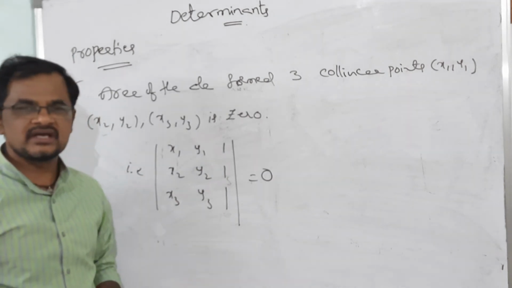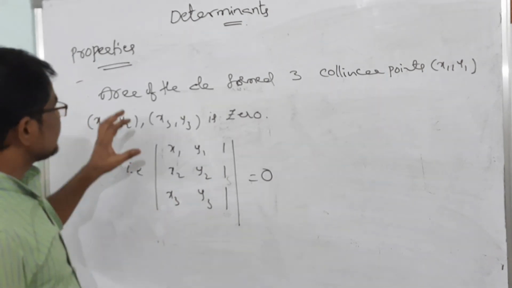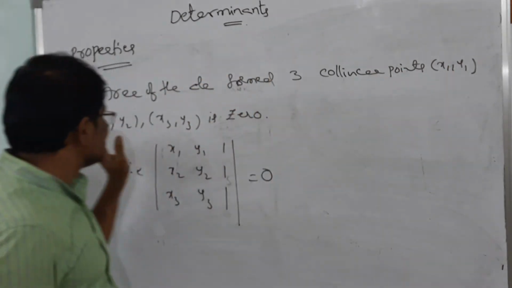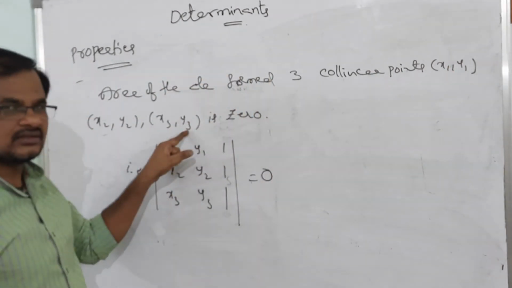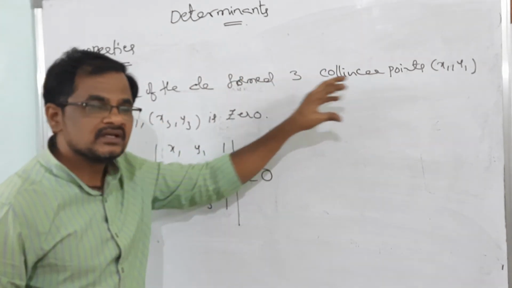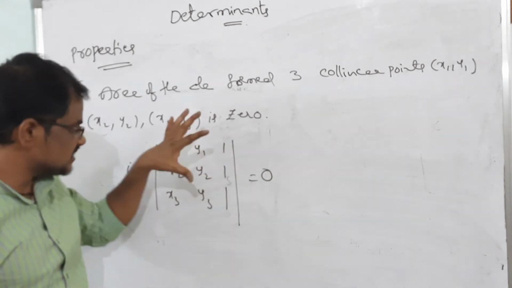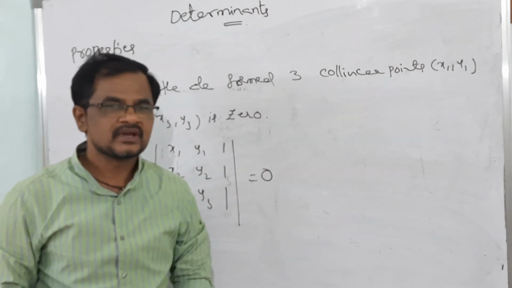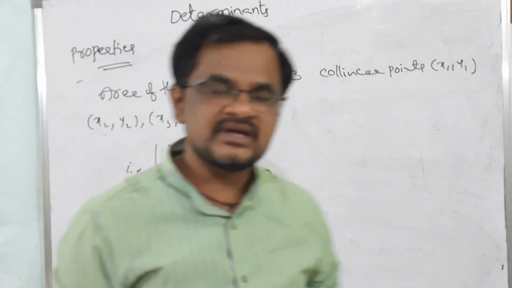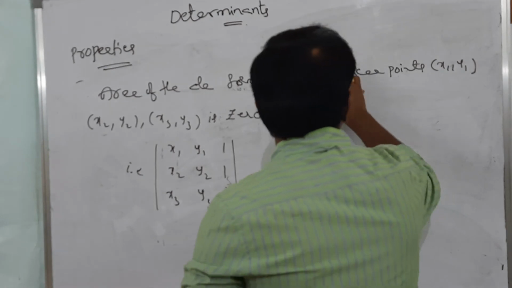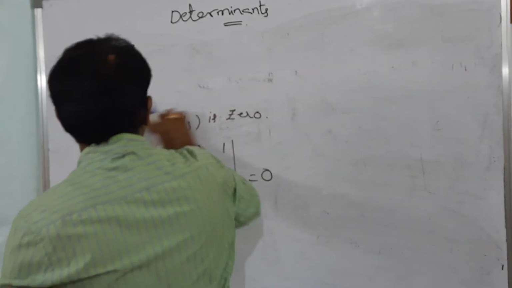Sometimes they will ask a problem like this: if the 3 collinear points are (x1, 1), (2, k), (3, 4), (5), so if these 3 points are collinear, then find the k value. That means if you take this determinant equal to 0, you will get the unknown value. By using determinants, we can find the equation of a line also. So that is the next property.